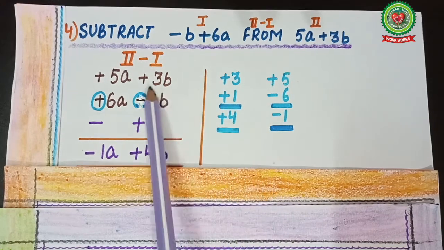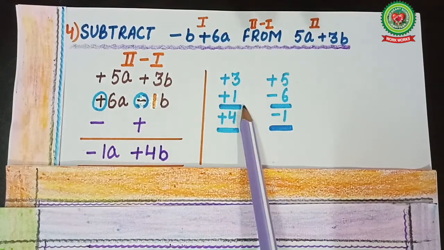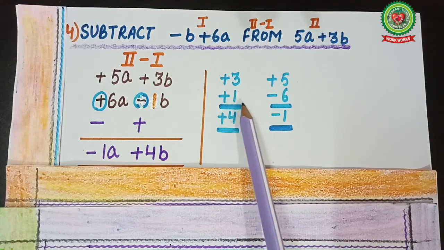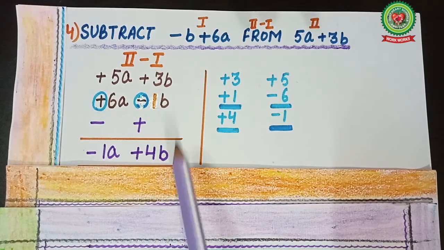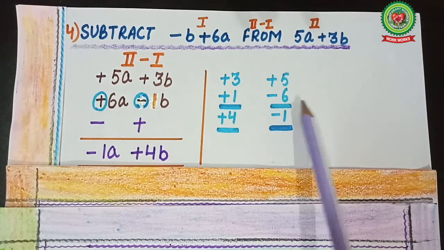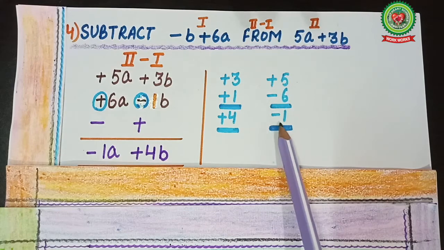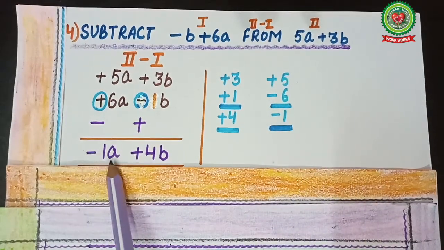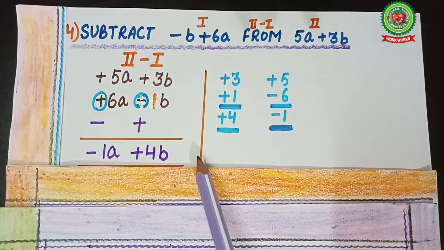Now here you can see plus 3 and plus 1. These two numerical coefficients are there. You will write plus, since plus and plus gives the sign plus, add the numbers. So 3 plus 1, 4. So here you will write plus 4b. Next is plus 5a minus 6a. So here you will write the numerical coefficients, plus 5 minus 6. That is minus, the sign of the bigger term, subtract the numbers. So here you go: minus 1a plus 4b. This is the answer that we actually want, right?